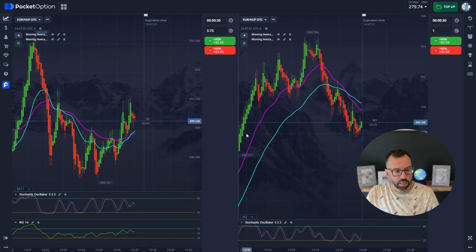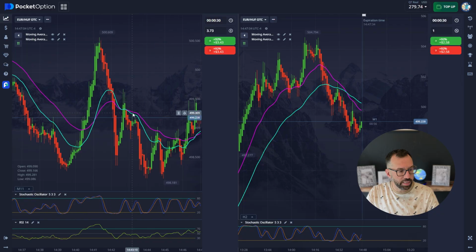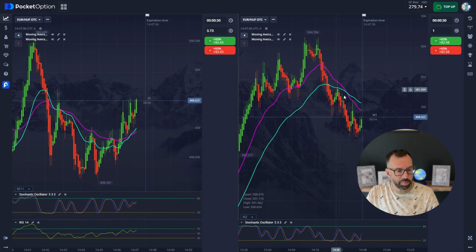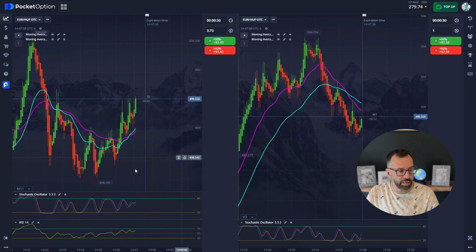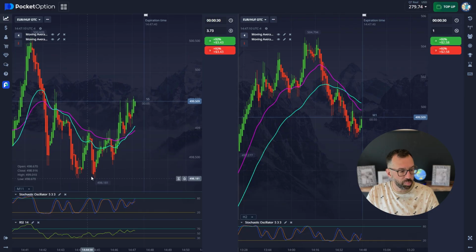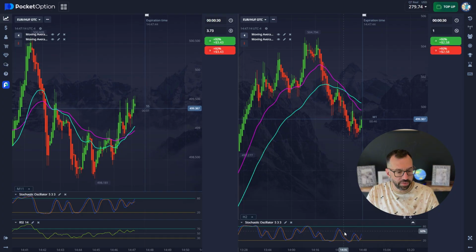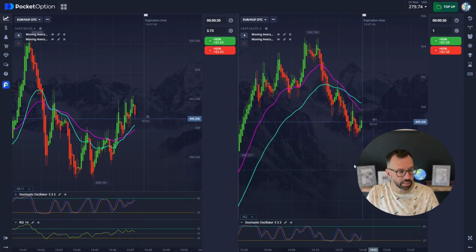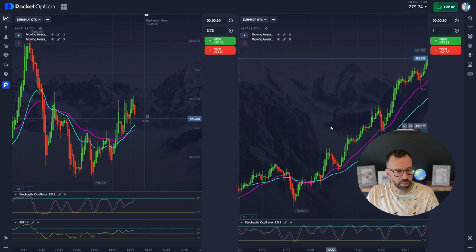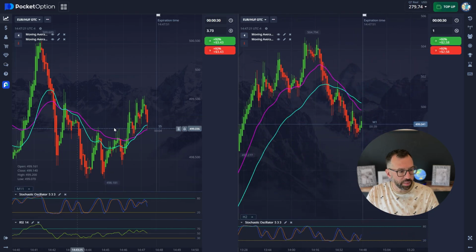So what are we doing now? Let's see what happened here. We might have bottomed out right here. This might have been our support, and we're working our way back up. And it looks like the stochastic oscillator is coming back up. So let's see what happens.